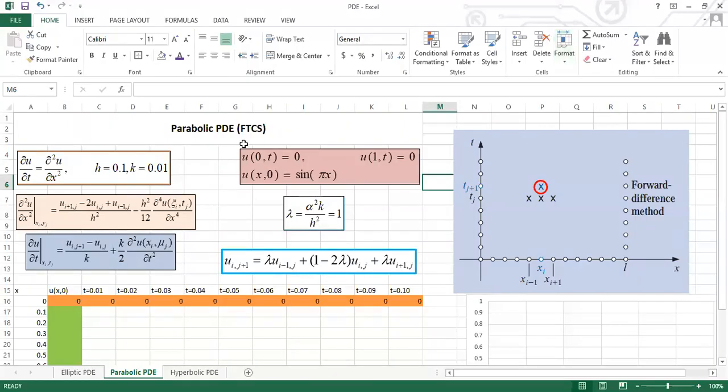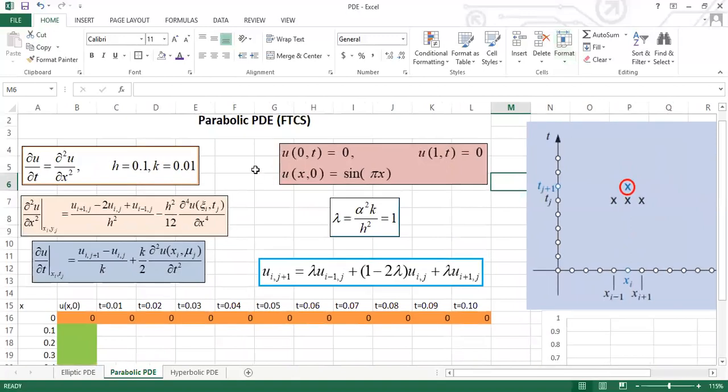This tutorial is about the FTCS method for parabolic partial differential equations. So let's take the example. In our example, we have the differential equation partial u partial t equal to partial squared u partial x squared. And we will solve this problem with h equal to 0.1 and k equal to 0.001.